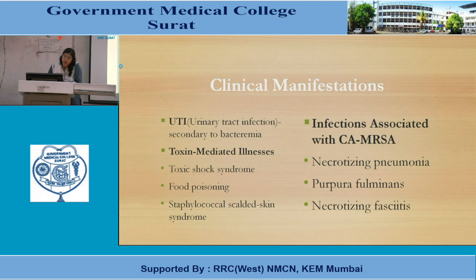small purpuric spots are seen on the skin. The most common cause of purpura fulminans is the meningococci. And then necrotizing fasciitis, which again is most commonly caused by streptococci, but necrotizing fasciitis is also caused by the Staphylococcus. Then urinary tract infection, as I told you. These are all non-toxin mediated illnesses.